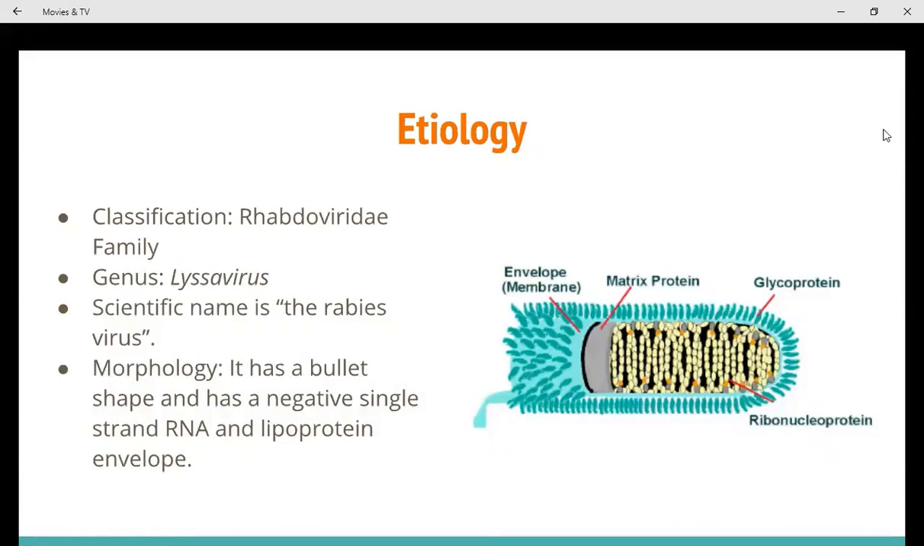The morphology of the rabies virus: it is bullet-shaped. It has a negative single-strand RNA and a lipoprotein envelope, which has 10 nanometers of spikes around that envelope, as you can see here in this picture.